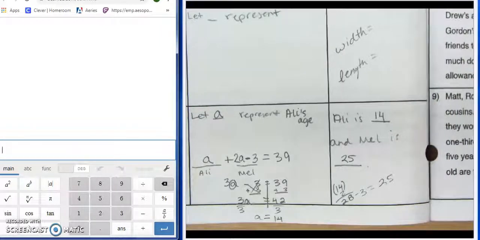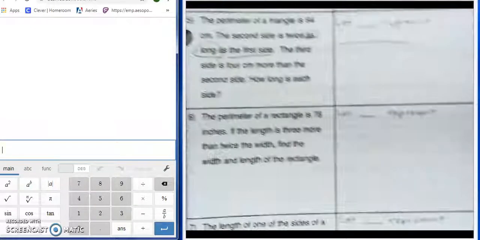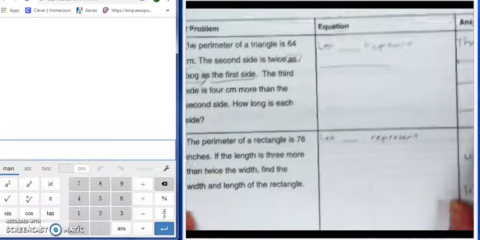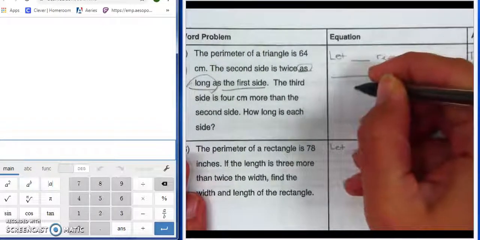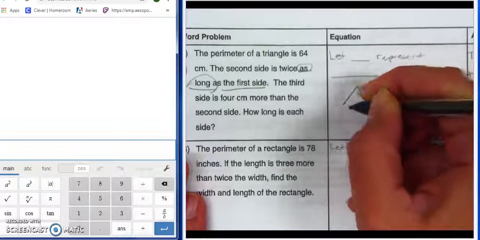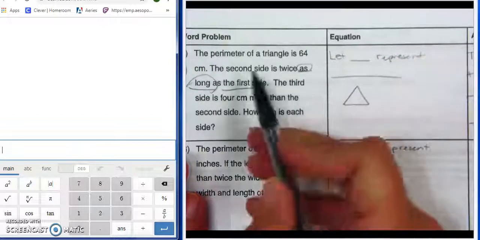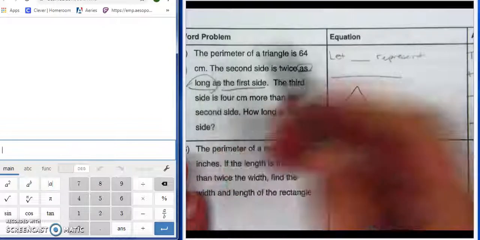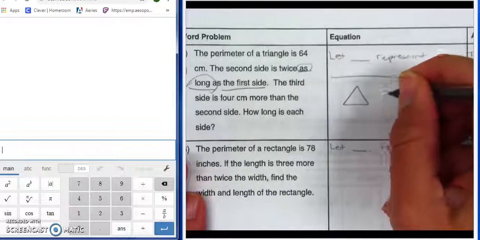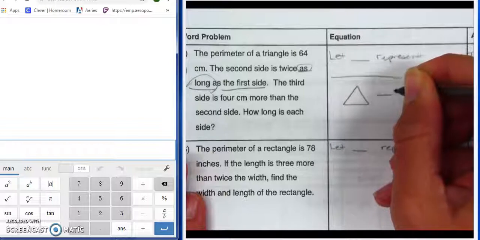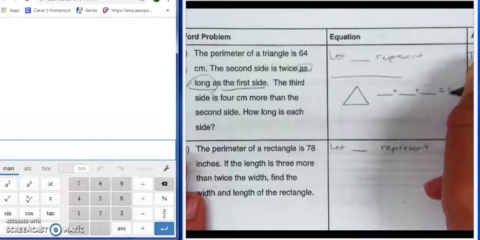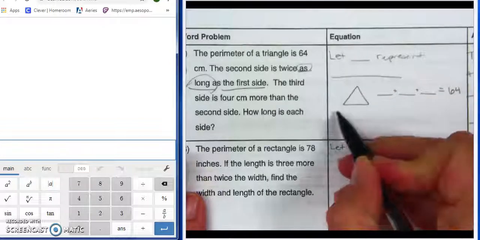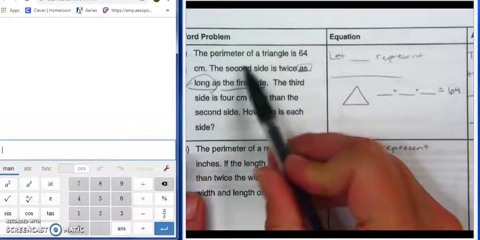Let's look at another one, number 5. We're going to look at the perimeter this time of a triangle. All right, so hopefully you're seeing a little pattern with all this. It's just a lot of the same thing. So triangle means we're going to draw a little triangle here. The perimeter of a triangle is 64 centimeters. So perimeter means add all the sides. So I'm going to leave blanks. Blank plus blank plus blank equals 64. So whatever these sides are, it's going to equal 64.